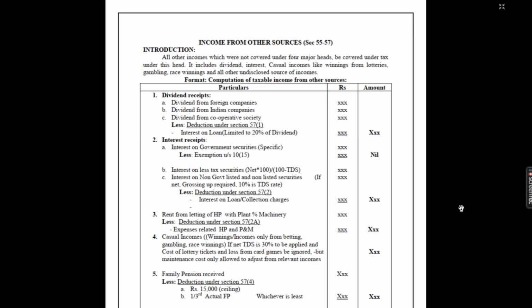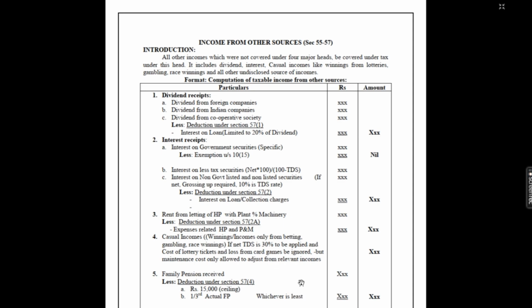Next, casual incomes: winnings from or incomes from betting, gambling, race winnings. If the amount is net, meaning 30% tax has already been deducted, we still have to show the full amount. So grossing up is required, where grossed up amount equals net plus the TDS amount. For casual income, 30% is the TDS rate. Any cost of lottery tickets and loss from card games will be ignored, but the maintenance cost is allowed to be adjusted only against the relevant incomes like winnings from camel races, horse races, etc. That maintenance cost is allowed only against that income.